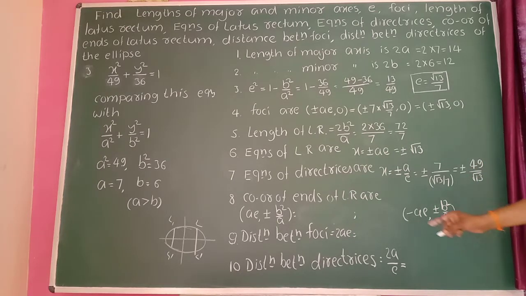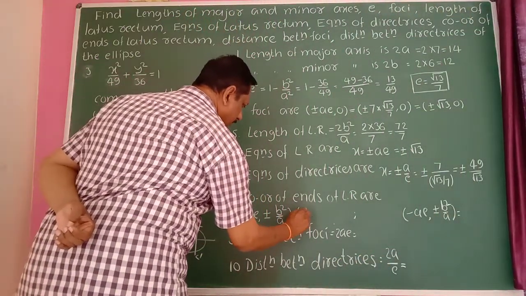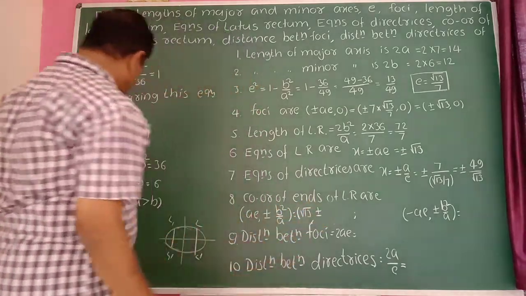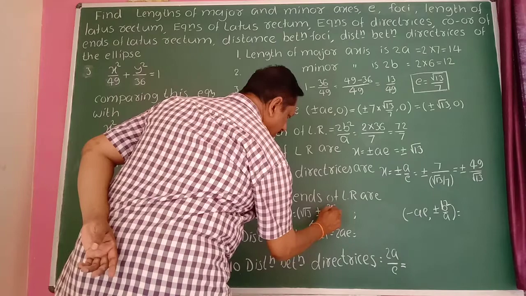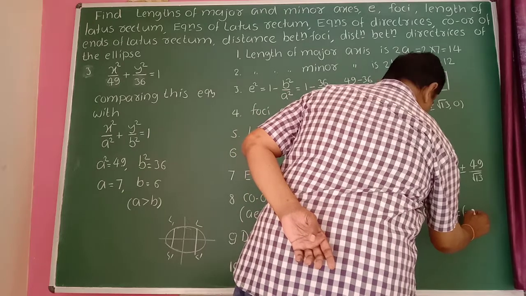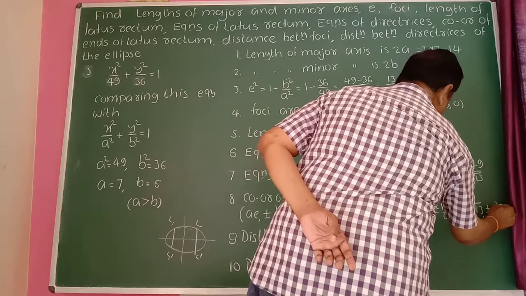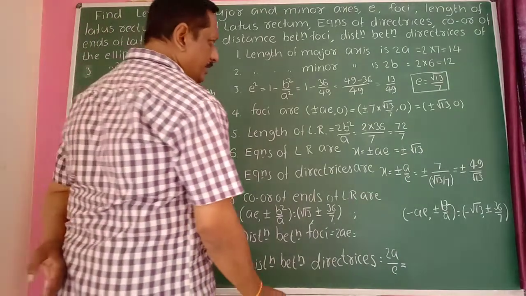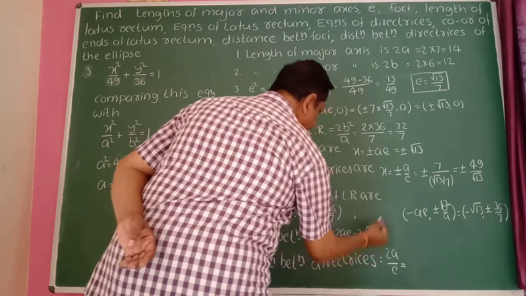Then the coordinates of the ends of the latus rectum. So a into e value is root 13, root of 13, then plus or minus b square 36 by a value 7, that is 36 by 7. And here also minus root 13, plus or minus 36 divided by 7. And the distance between the foci is 2 into a into e, a into e is root 13, therefore 2 root of 13.